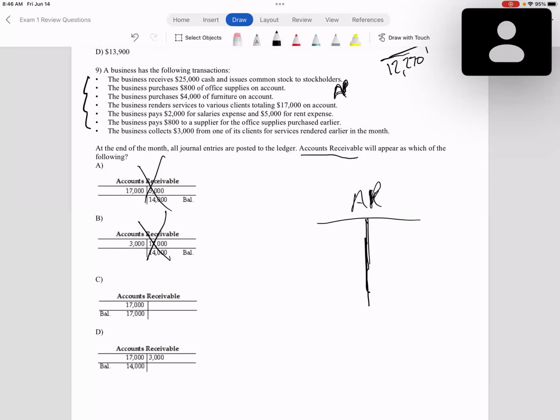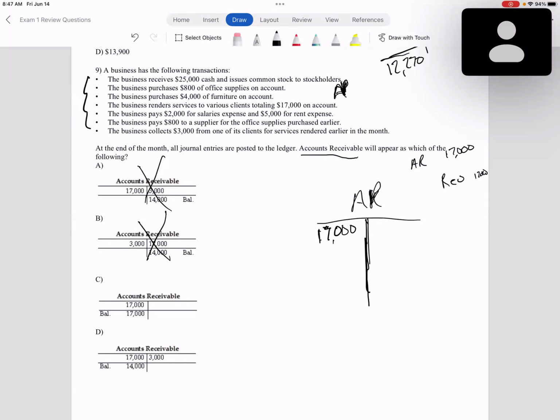Here we go. We render service to various clients totaling $17,000 on account. So it's going to increase our accounts receivable account. Remember, that journal entry would be debit accounts receivable, credit revenue, $17,000. Business pays $2,000 for salary expense. Nothing there is related to accounts receivable. Business pays $800 to a supplier. Again, that's related to things we purchased, not that we sold. And then the business collects $3,000 from one of its clients for services rendered earlier in the month. So now they're paying us.